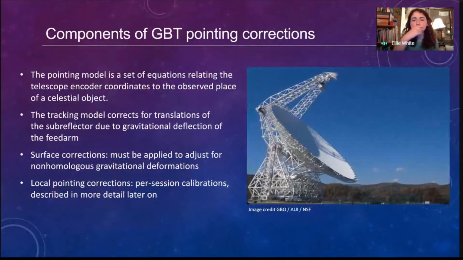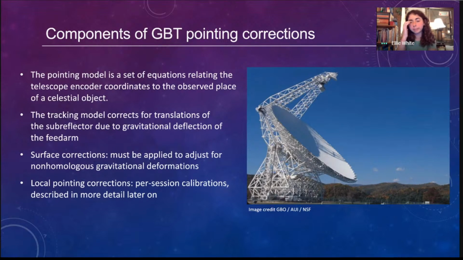So there are a lot of components to GBT pointing corrections in addition to just the model that corrects for the pointing effects. The pointing model itself is basically a set of equations that relates the telescope's encoder coordinates, which are what you would read if you went over to the base of the GBT and looked at a dial, which there isn't because it's digital, but if there were a dial, that's what it would say where it was pointing.